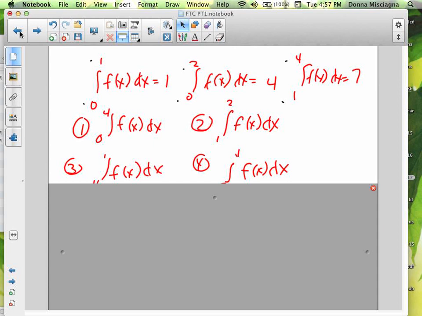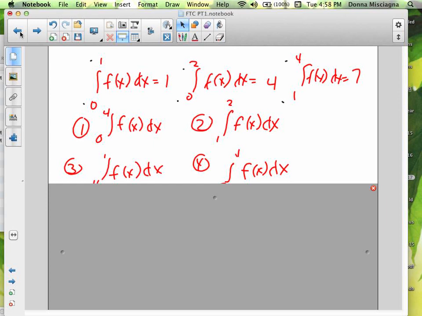All right, so here we have the integral of f of x dx from 0 to 1 is 1. The integral of f of x dx from 0 to 2 is 4. And the integral of f of x dx from 1 to 4 is 7. Notice that 0 to 1 and 1 to 4 match up. And 0 to 2 is just kind of in between those overlaps.